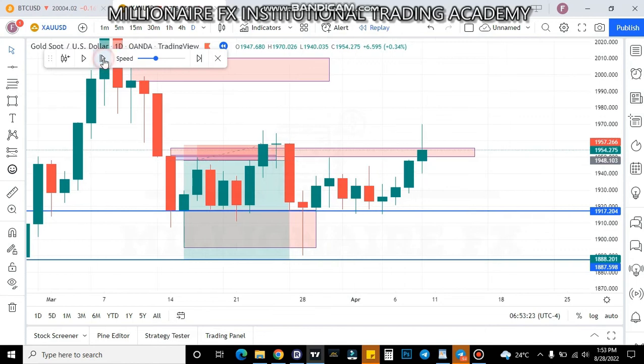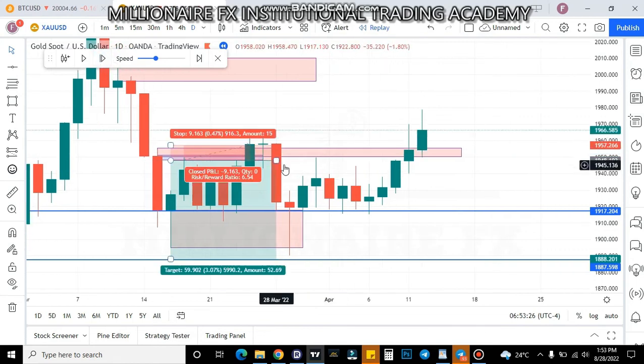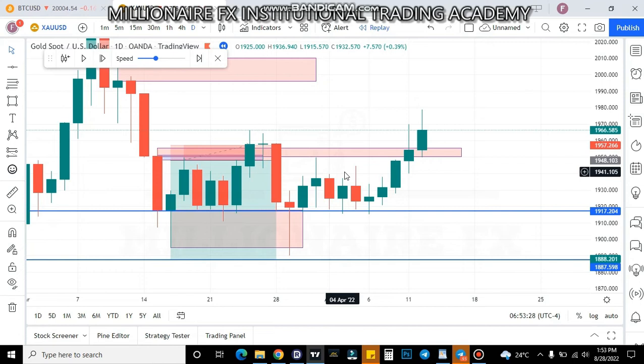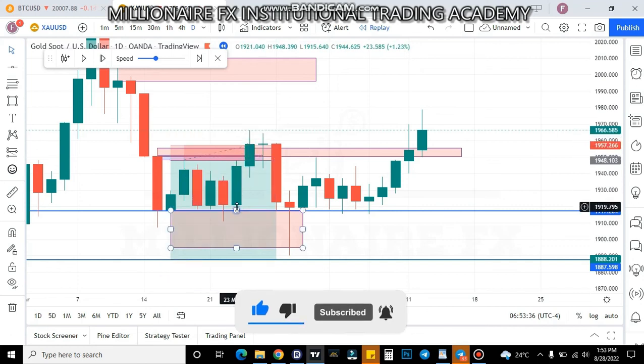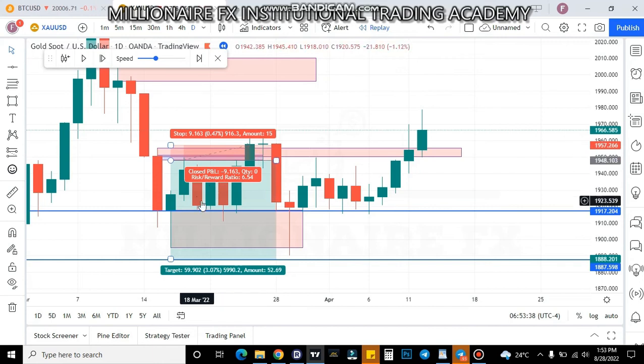you will still realize that even if you were stopped out, you made more pips than the stop out. So even if you took partials from here, still this would make sense.